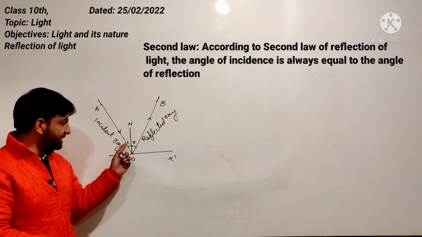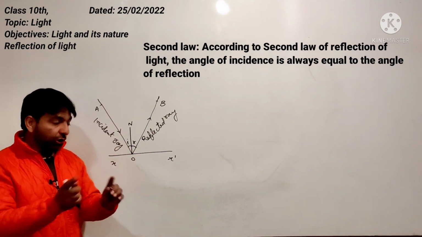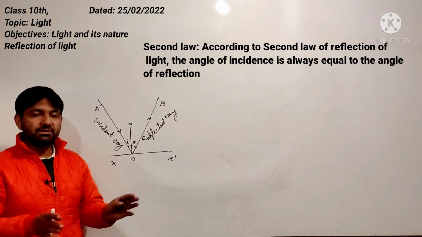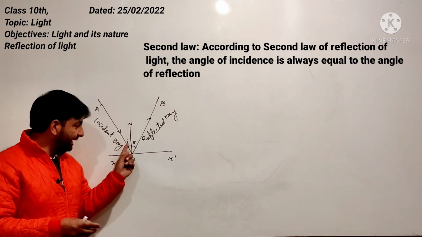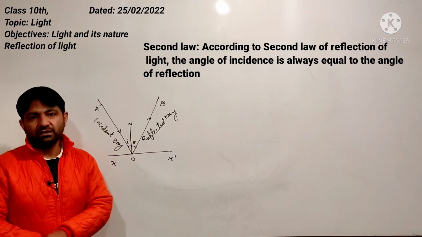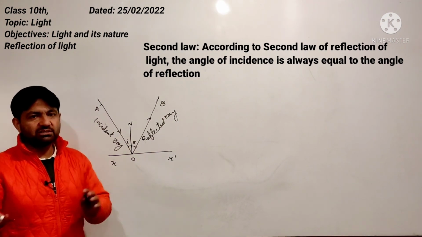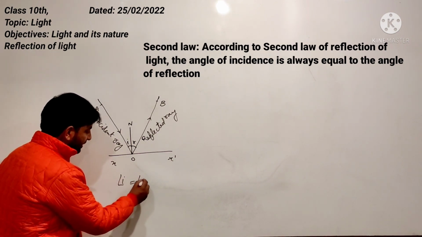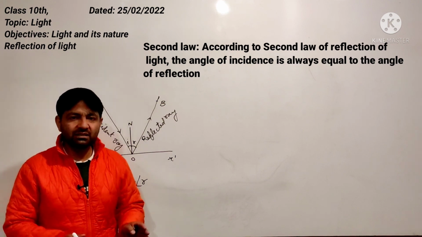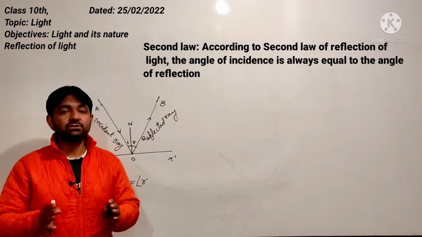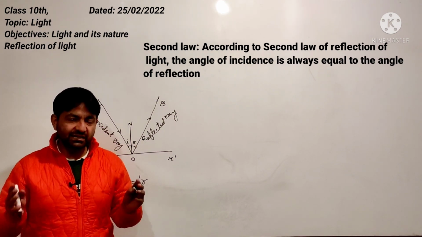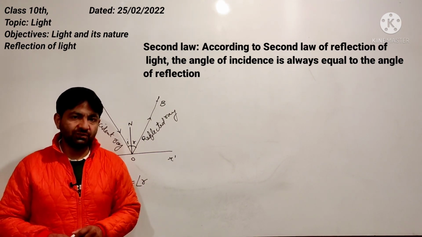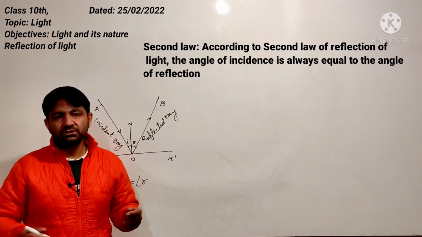If we change the angle of incidence from 30 degrees to 20 degrees, automatically the angle of reflection will also change. It will also become 20 degrees. That means the magnitude of angle I is equal to the magnitude of angle R. So the value of angle I is always equal to the value of angle R. That means angle I equals angle R. This is the second law. So according to the second law, the angle of incidence is always equal to the angle of reflection. This is the second law of reflection of light. So we have discussed both the laws of reflection of light. Now we will come to another term, terms of light.